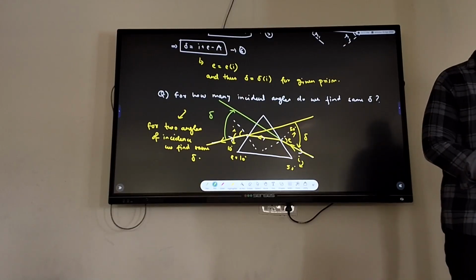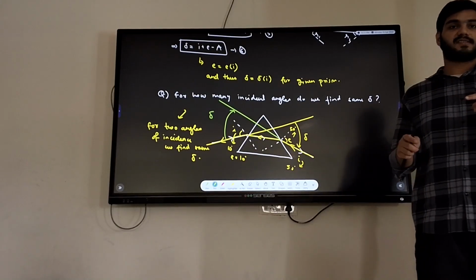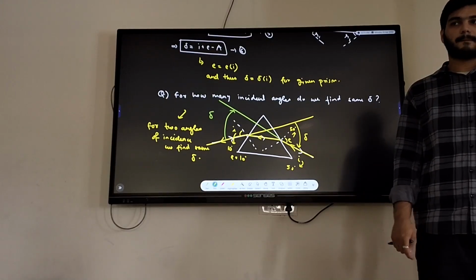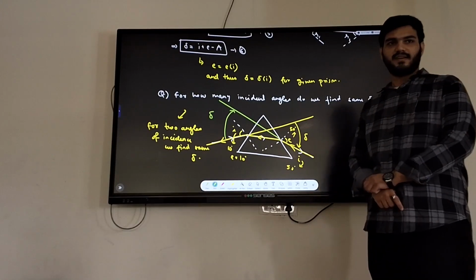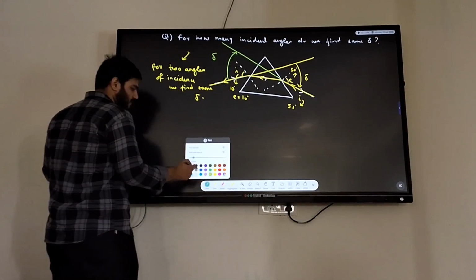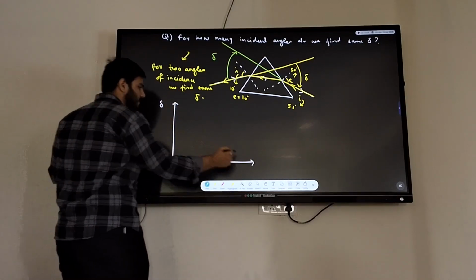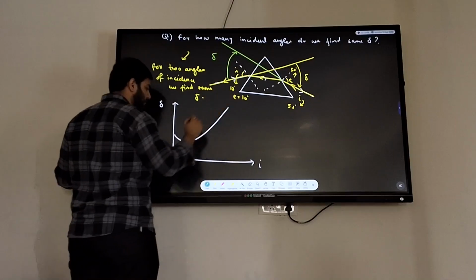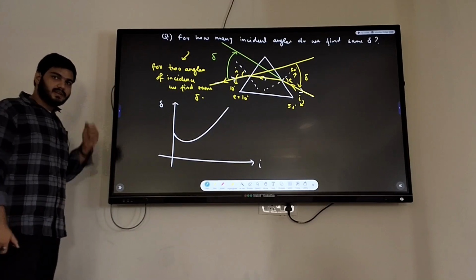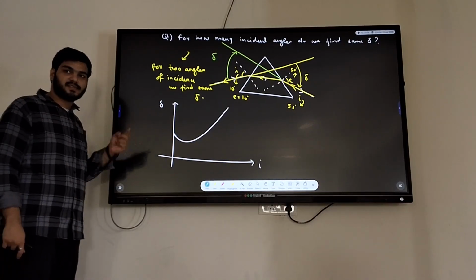For two values of the x-axis, you are getting the same value of the y-axis. Can you predict the graph? How will the graph look? Like a parabola. Yes, maybe like a parabola. Does it make sense? So if I make the graph, it's not exactly like a parabola actually. The graph looks like this. It's not exactly a parabola. But do you see that for two values of I you are getting the same delta?